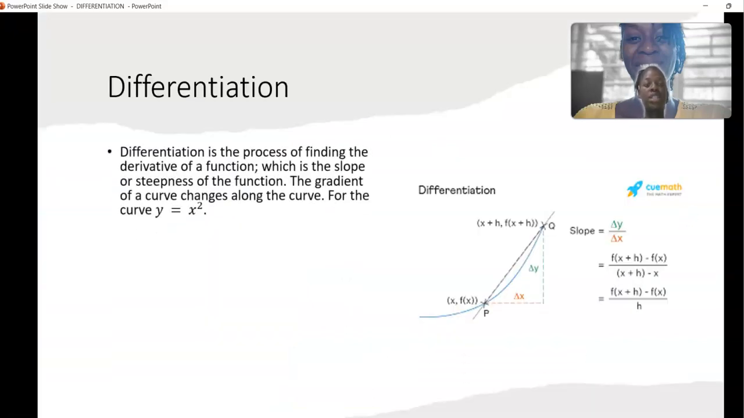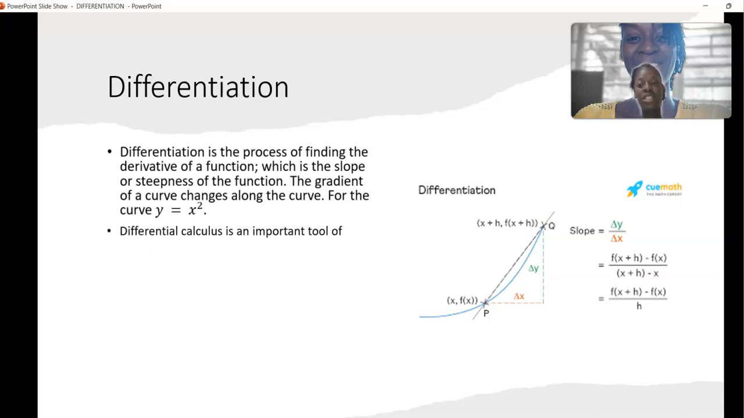Differentiation is the process of finding the derivative of a function. What is the derivative of a function? It is the slope or the gradient, the steepness of that function. If we're looking at the gradient of a curve, then at every point on that curve the gradient is different, because the line keeps changing direction. For example, if you look at the graph of y equals x squared, you will see that the gradient is constantly changing as you move from point to point.